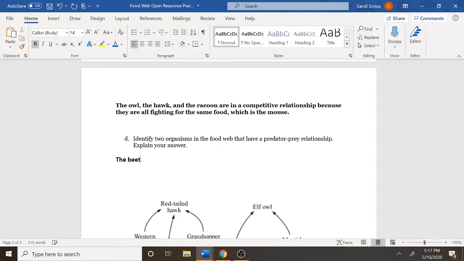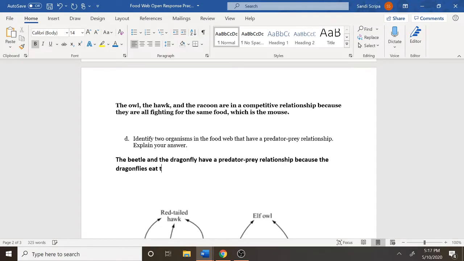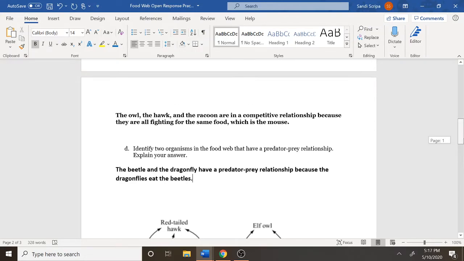So beetle and dragonfly have a predator-prey relationship because dragonflies eat the beetles. All right, but again, if you have a different answer, that's okay.